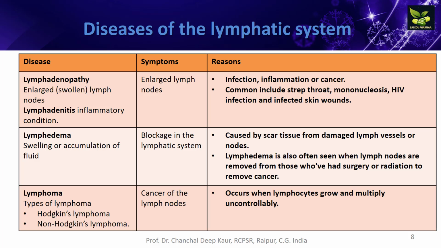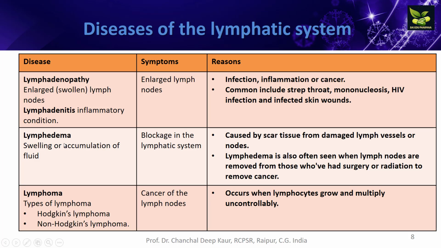First was lymphadenopathy. In this, the lymph nodes are swollen or enlarged, and the symptom is enlarged lymph nodes. And next is lymphadenitis, which is an inflammatory condition, and it occurs due to infection, inflammation or cancer. These are the reasons for it. Then common causes include strep throat, mononucleosis, HIV infection and infected skin wounds.